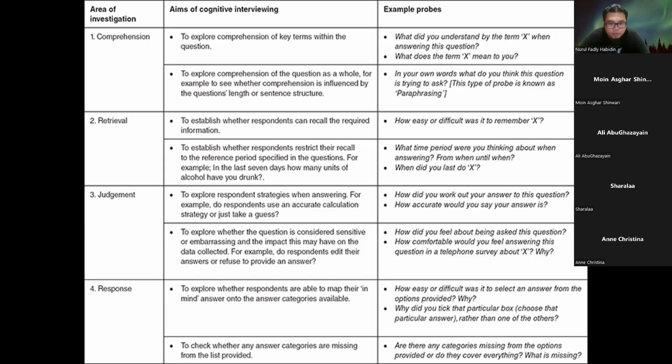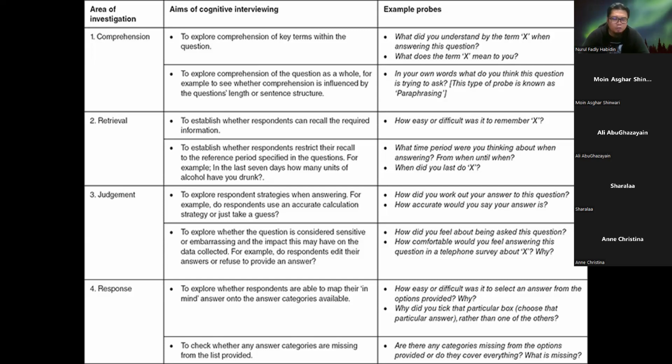To explore whether respondents are able to map their mind to an answer, and to check whether any answer category is missing from the list provided. So, is it difficult to select an answer from the options provided? Why do you tick that particular box? Are there any categories missing from the options provided?